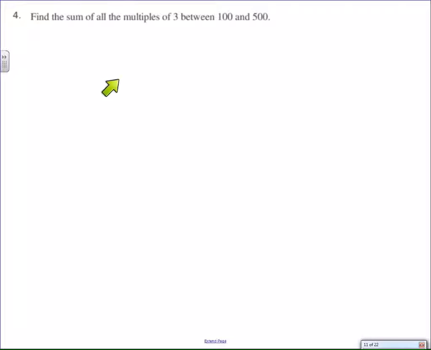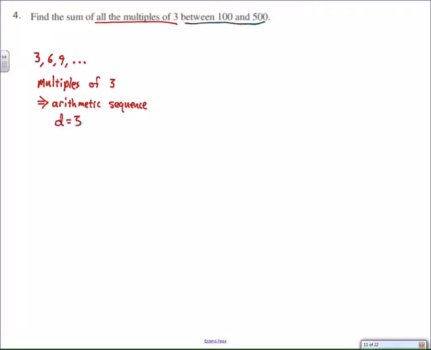Multiples of 5 are 5, 10, 15, 20, 25, 30. Basically, we just keep adding 5 and we get the next multiple. So multiples of 3 are no different. We just keep adding 3 and we'll get the next multiple. So first trick is to recognize that multiples make arithmetic sequences. The common difference is the multiples. So if we have multiples of 3, then the common difference is going to be 3 because that's what we keep adding.